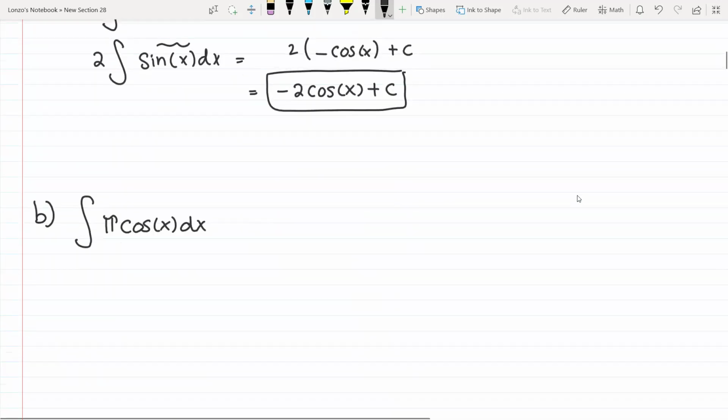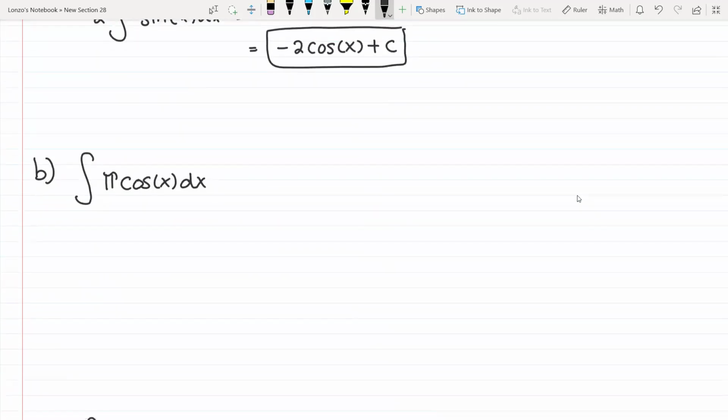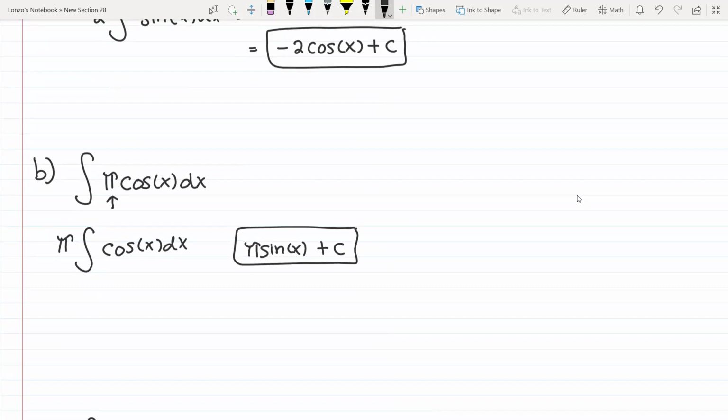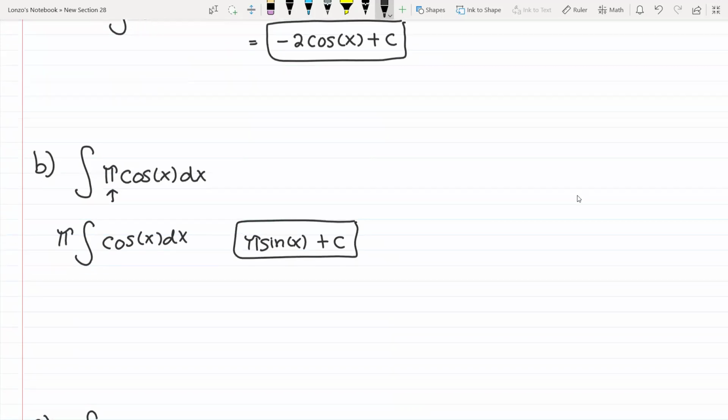Okay, let's move on. B, the integration of pi times cosine x dx. Pi is technically a constant, about 3.14, so take out that constant. What is the integration of cosine x? It is positive sine x. Then you still have to multiply this by pi, and don't forget the plus c. So your final answer is pi sine of x plus c.